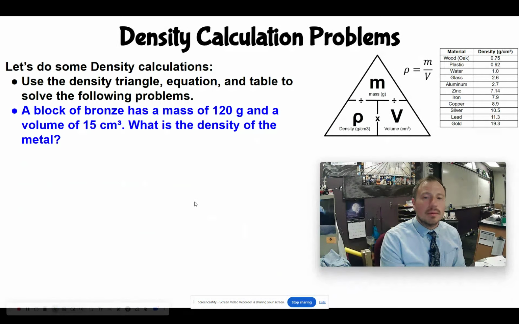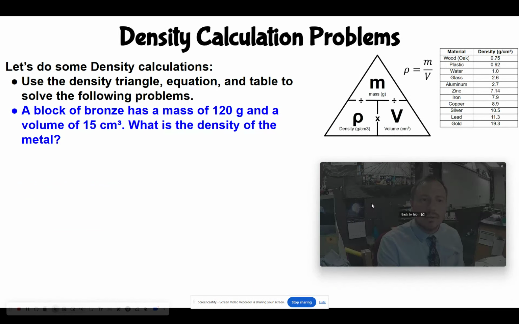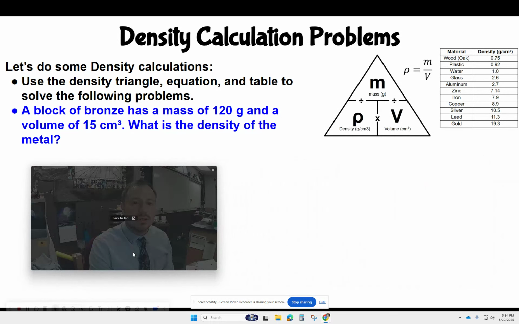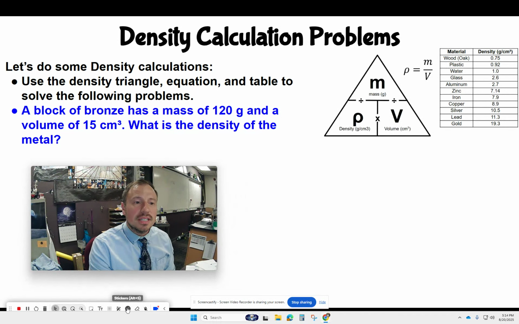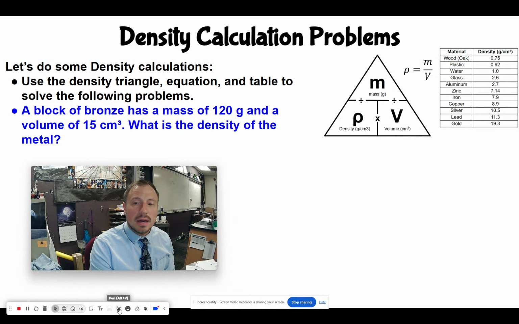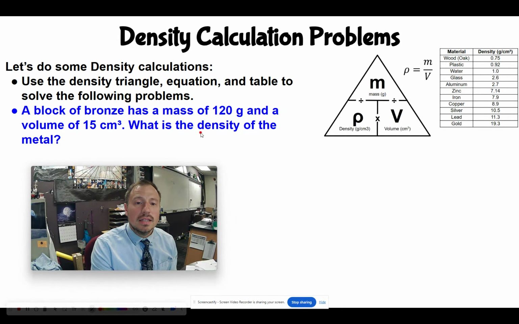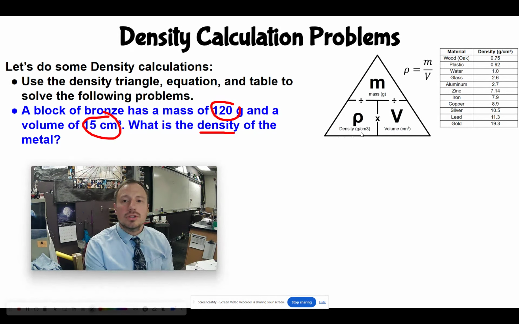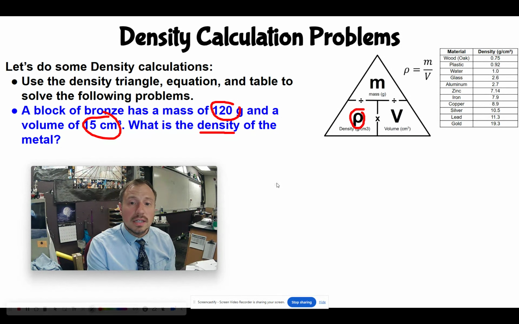So I'm just going to set up a real quick, easy one. A block of bronze has a mass of 120 grams and a volume of 15 centimeters cubed. What is the density of the metal? I need to find the density. I know the mass, and I know the volume. So here's how I use this triangle. I cover up what I'm looking for, density, right? Density equals, and I'm left with mass divided by volume.